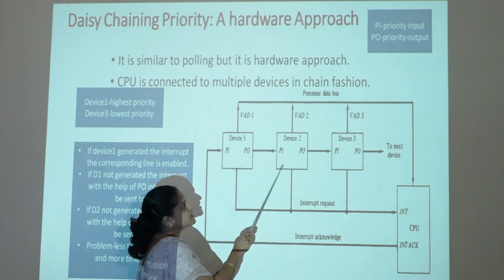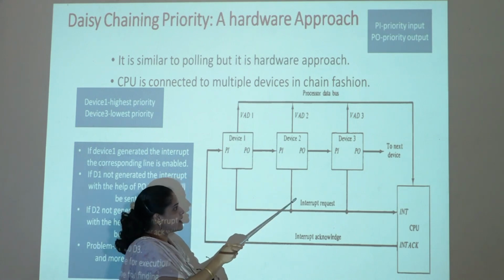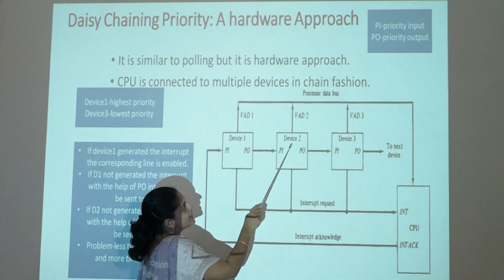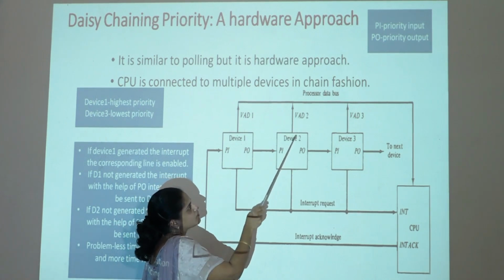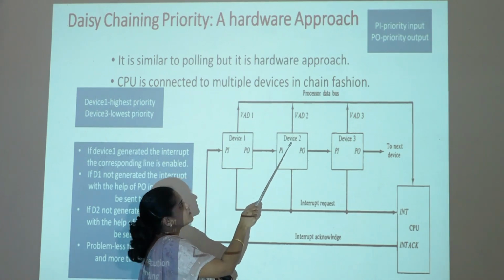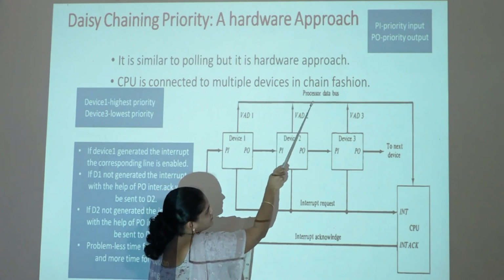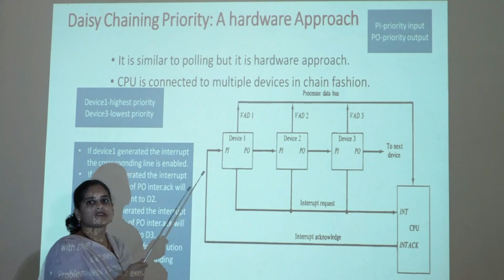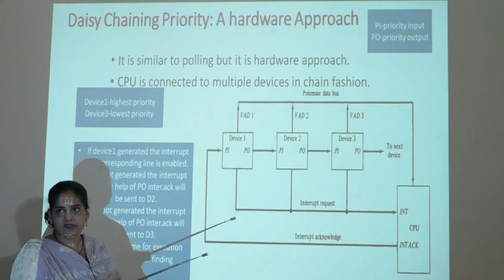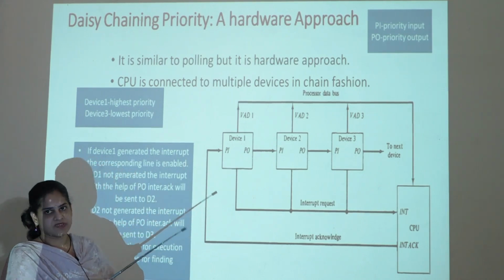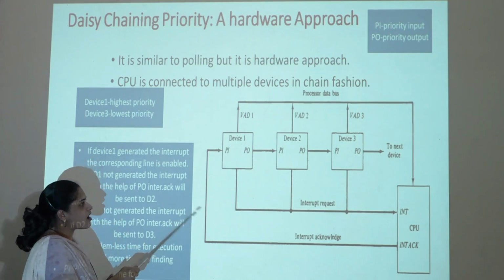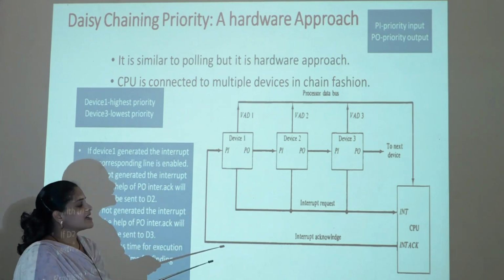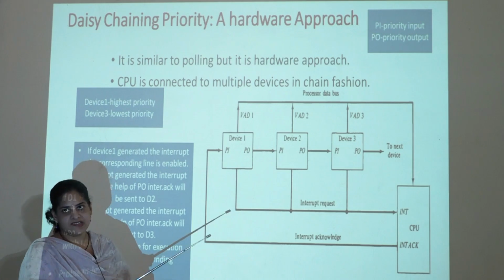Since this is the device which enabled the interrupt request line, it will place its VAD, the vector address of that particular interrupt service routine of device 2, onto the bus, so that the CPU will receive that VAD address and then go to that particular address of the memory and execute the interrupt service routine. This is how it handles the interrupt in case only one device sends an interrupt.